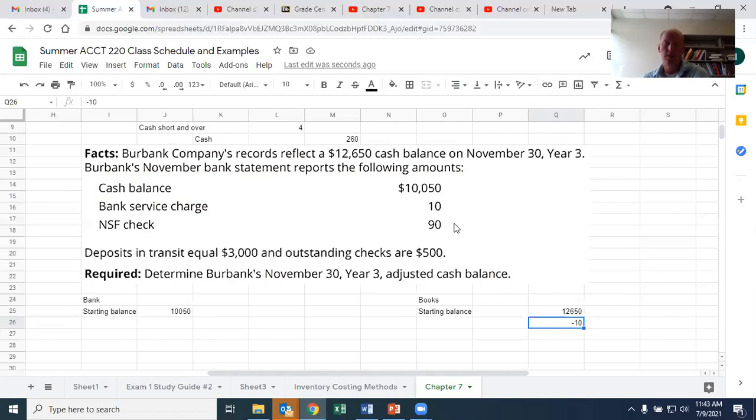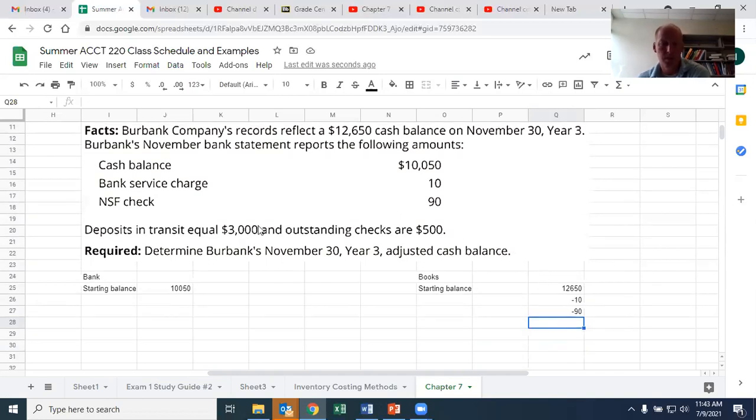NSF check, non-sufficient funds check. Okay, so this is money that we thought we had received, but we didn't, right? So we need to go $90, subtract that from the books. Because we recorded it, it was in this balance, but it shouldn't have been because we didn't actually get paid.